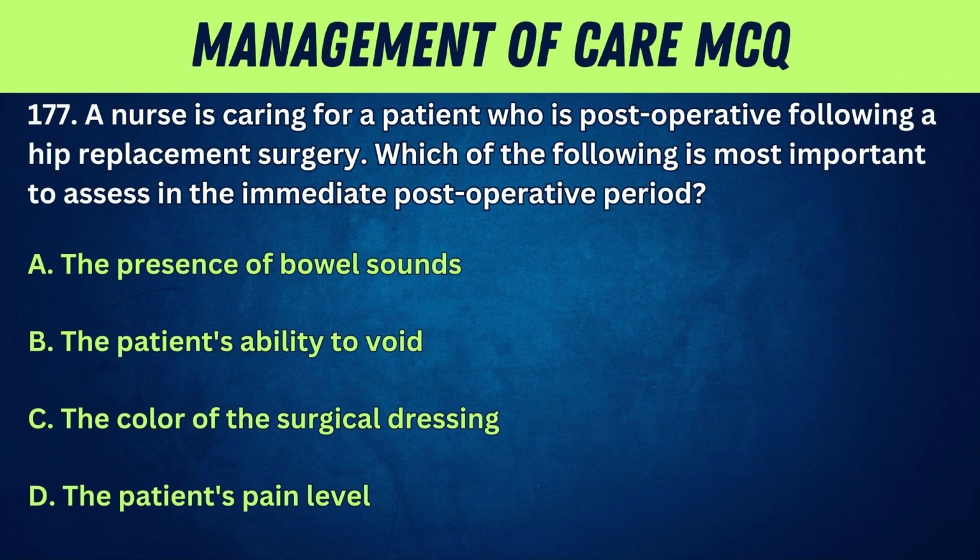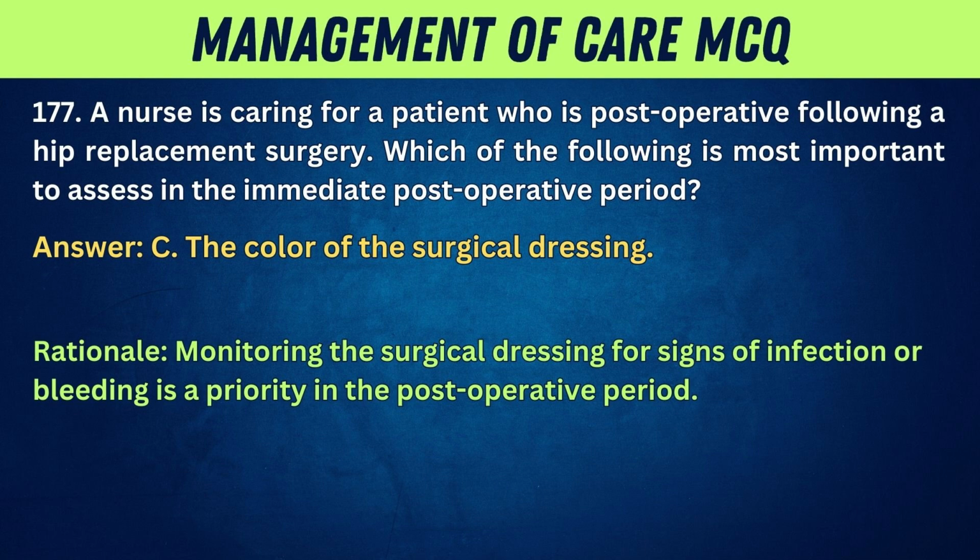necessary. 177. A nurse is caring for a patient who is post-operative following a hip replacement surgery. Which of the following is most important to assess in the immediate post-operative period? A. The presence of bowel sounds. B. The patient's ability to void. C. The color of the surgical dressing. D. The patient's pain level. Answer: C. The color of the surgical dressing. Rationale: monitoring the surgical dressing for signs of infection or bleeding is a priority in the post-operative period.